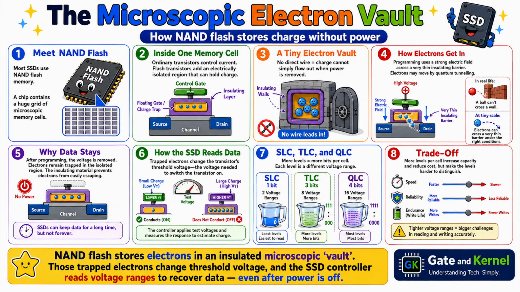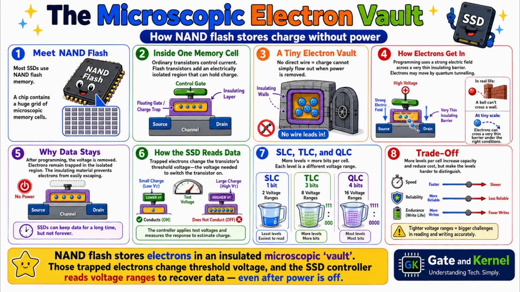The trapped electrons change the behavior of the transistor. More specifically, they change the threshold voltage, the amount of voltage needed to switch the transistor on. The SSD applies a test voltage and observes whether the transistor conducts. From that response, it estimates how much charge is stored inside the cell. In the simplest kind of NAND, called SLC, each cell stores 1 bit. The cell needs only 2 distinguishable voltage ranges.